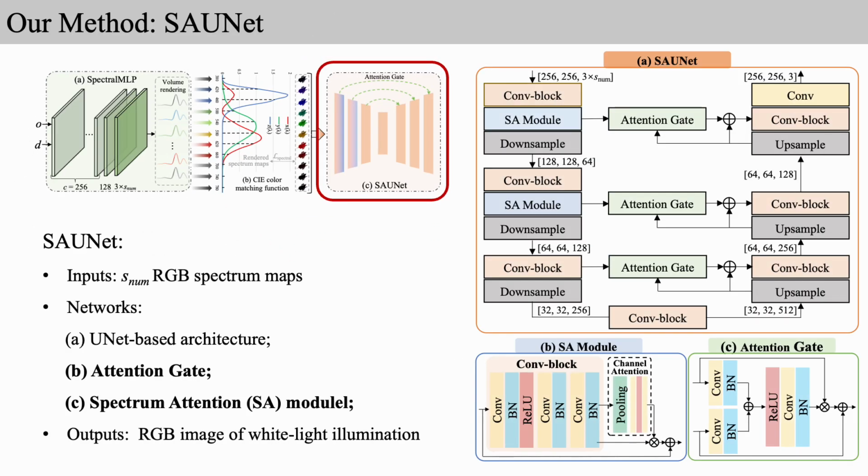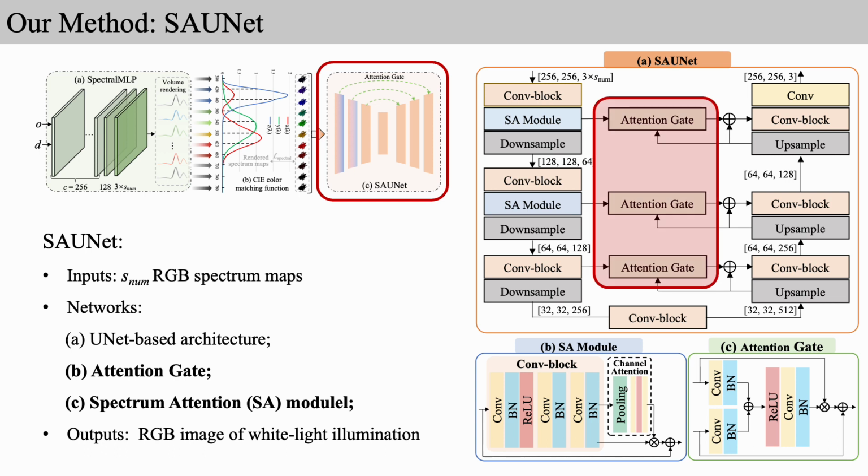Then, the spectrum attention U-net, named SAU-net, is proposed to learn the correlations of spectrum maps and generate high-quality RGB outputs. Applying the SAU-net can imitate the original integral operation better and produce results close to the ground truth. Based on the U-net baseline, we first introduce the attention gate to refine features from the encoder.